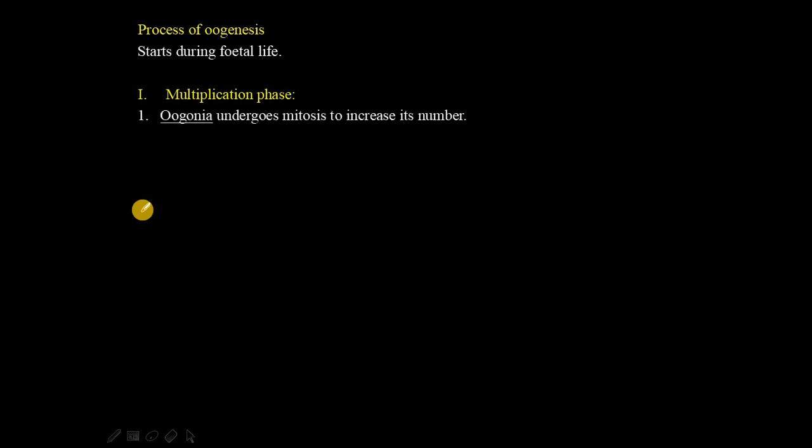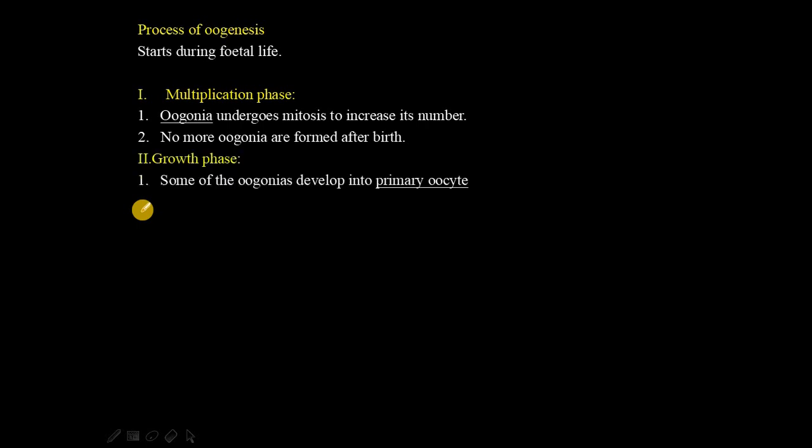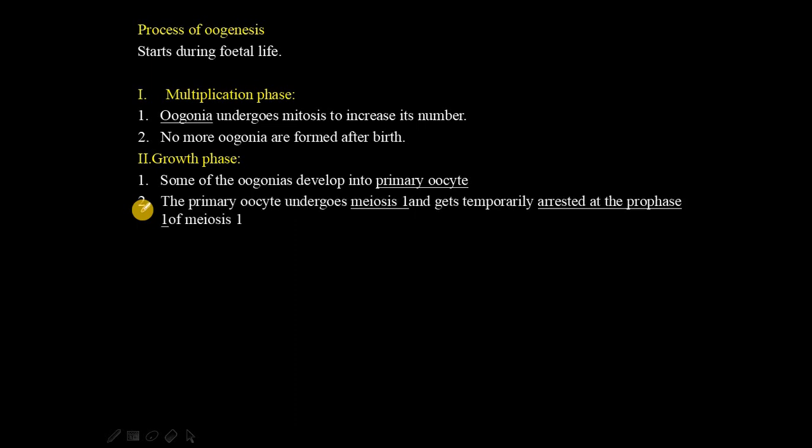So these are the notes on the process of oogenesis. Oogenesis starts during fetal life. Multiplication phase: in the multiplication phase, oogonia undergo mitosis to increase in number. No more oogonia are formed after birth. In the growth phase, oogonia develop into primary oocytes. The primary oocyte undergoes meiosis 1 and gets temporarily arrested at prophase 1 of meiosis 1.